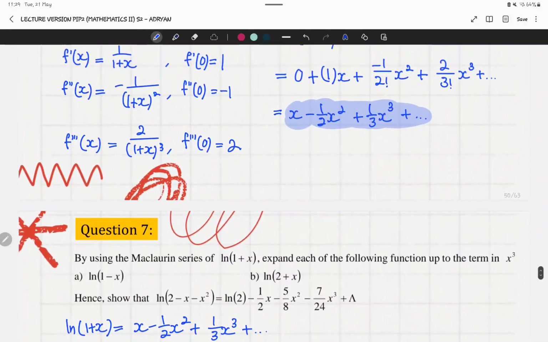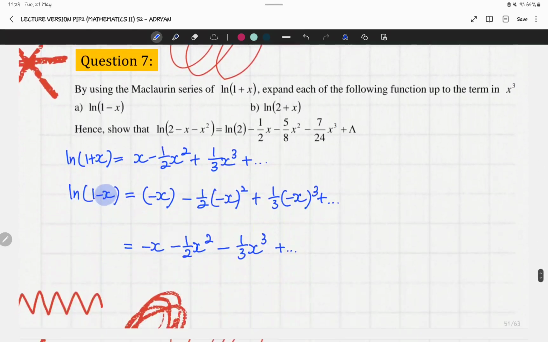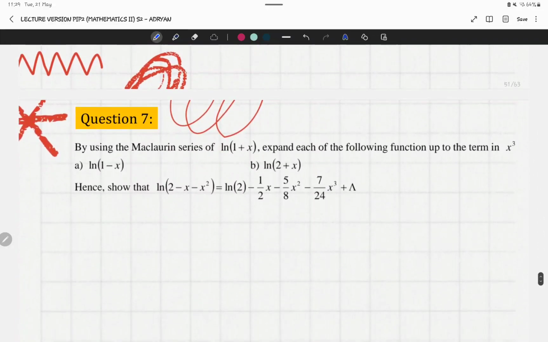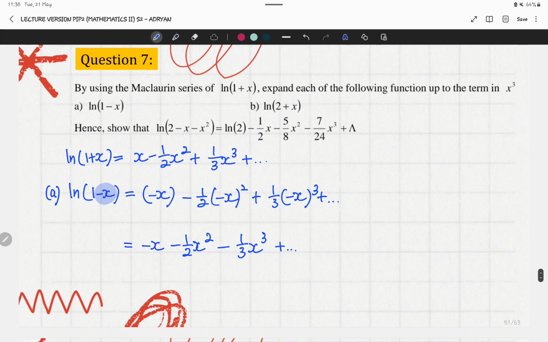Now the question may be, why can't we do Maclaurin for ln x? Let's say we take ln x. When we differentiate ln x, we get 1 over x. When we substitute 0 inside there, you would get undefined. Therefore, the Maclaurin series for ln x does not exist. Okay, and then that was part A, settled.